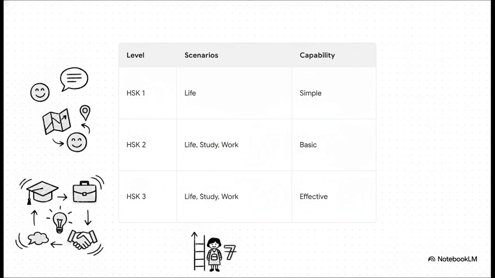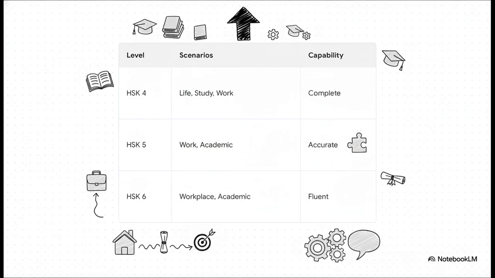By the time you reach HSK 3, you are expected to graduate to effective communication across life, study, and even basic work scenarios. As you push into the intermediate and advanced tiers, the expectations deepen significantly, and the energy really shifts. HSK 4 demands complete and coherent communication, but notice the massive shift at HSK 5 and 6. Did you catch it? The basic life scenario drops away entirely. It's just assumed you've mastered everyday communication by then. Now you're operating strictly in workplace, academic, and general professional environments, eventually achieving rich and fluent exchanges.